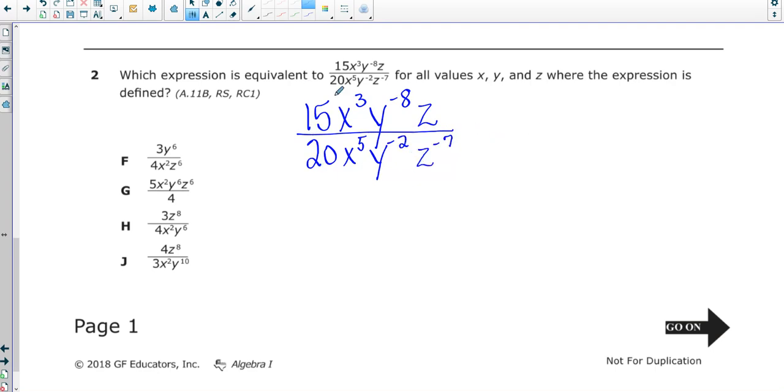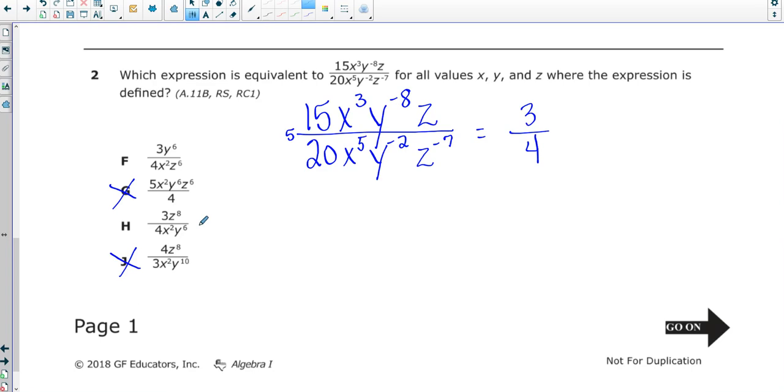Okay, the first thing is I want to look at the coefficients and reduce this. I notice that they have a 5 in common. So this becomes 3/4. So you look at your answer choices and you look for 3/4, right? You have 3/4 for letter F. On letter G, however, this is out. Letter H is good and letter J is out. Okay, so now we're down to 2 answers.